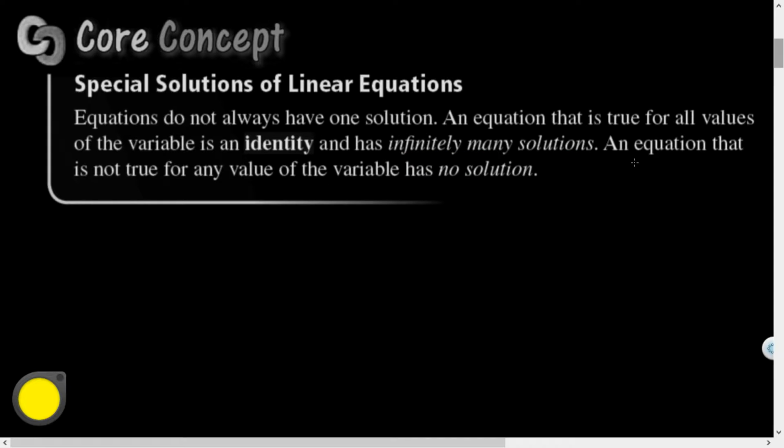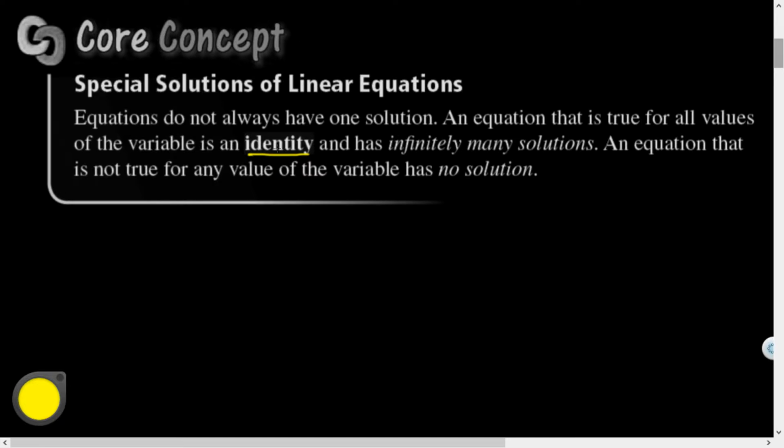So special solutions of linear equations. Equations do not always have one solution. Wow. An equation that is true for all values of the variable is an identity. So if every number that I could ever plug in for x works, then everything is true for that equation.